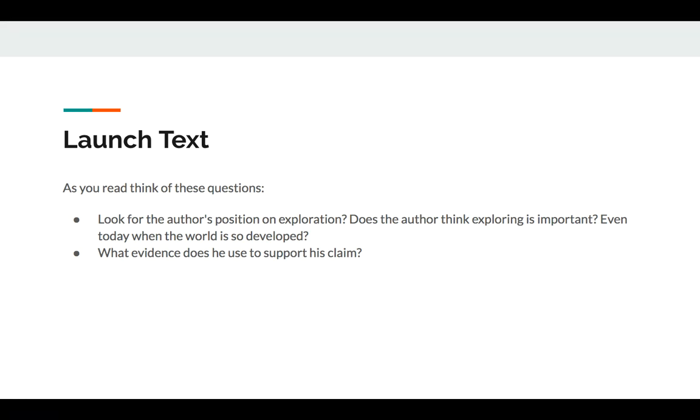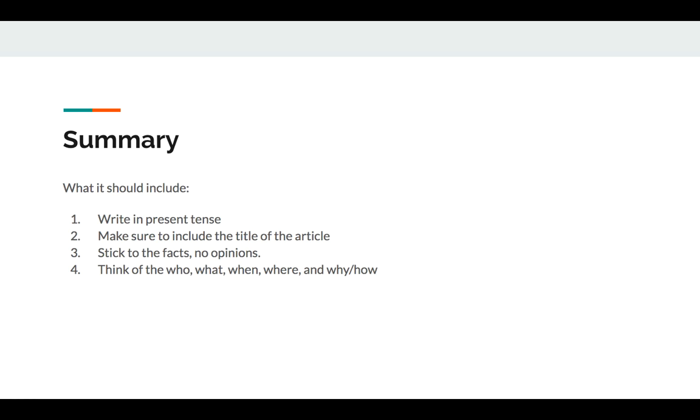Once you are done reading, you will, in your Google document, write a summary. Make sure that you are including these things: writing in present tense, including the title of the article. You want to stick to the facts of the article and not put in your opinions. You want to think of the who, what, when, where, why, and how.